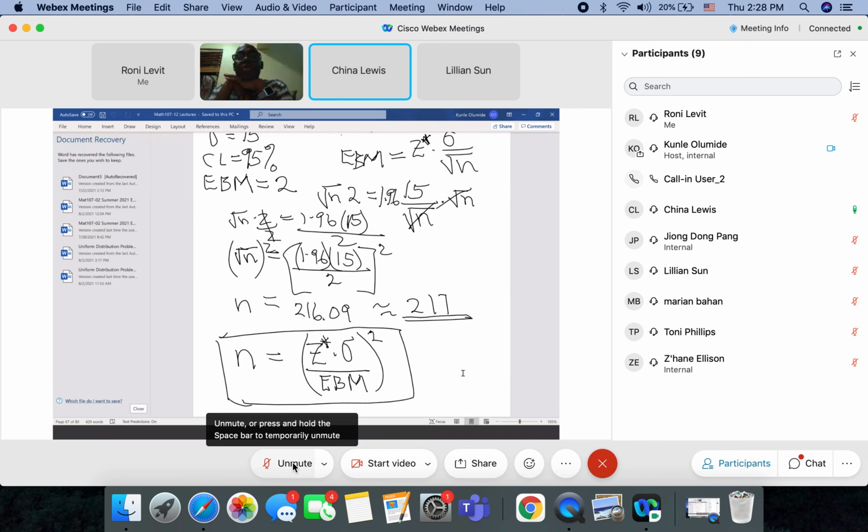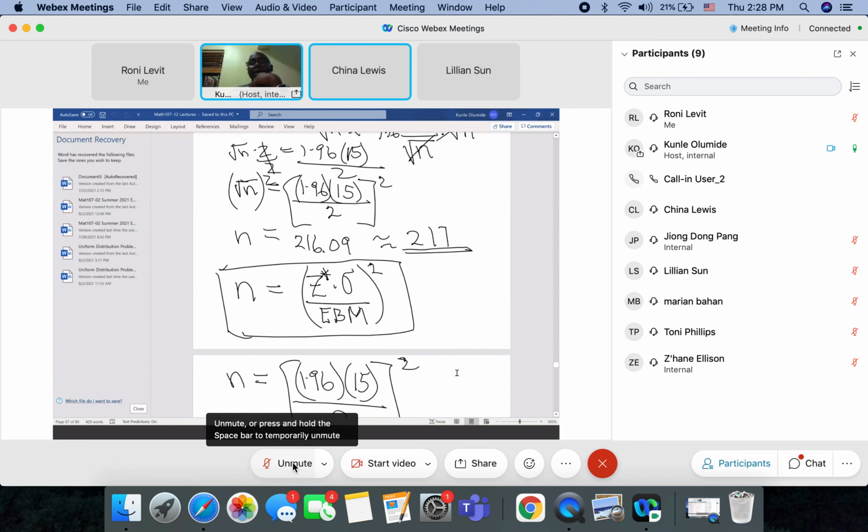If you go back 2 steps above that, you see where it says 1.96 times 15 divided by 2, and then you have squared. 1.96 is your Z star, 15 is your sigma, 2 is the EBM. And then you square that, and that gives you a direct formula to calculate n. So n will be your Z star times sigma divided by EBM, everything squared. And that gives you your n.